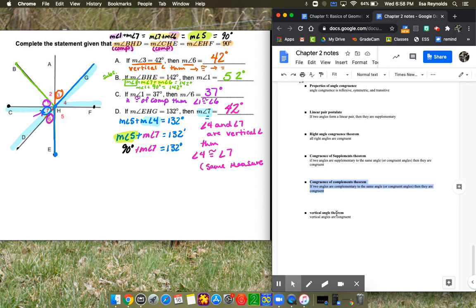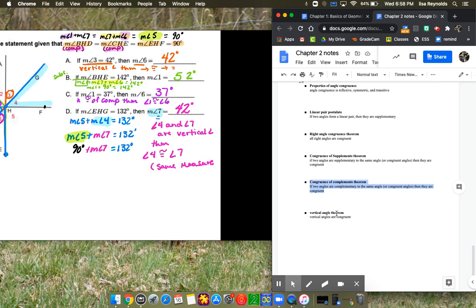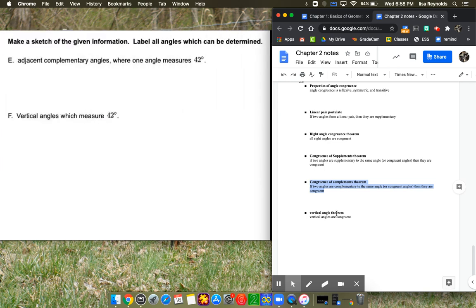So we have to use our angle relationships in order to calculate angle measures. For the next set, we are going to make a sketch. So we're going to make a sketch of the given information, and we are also going to label all of the angles that we can determine.